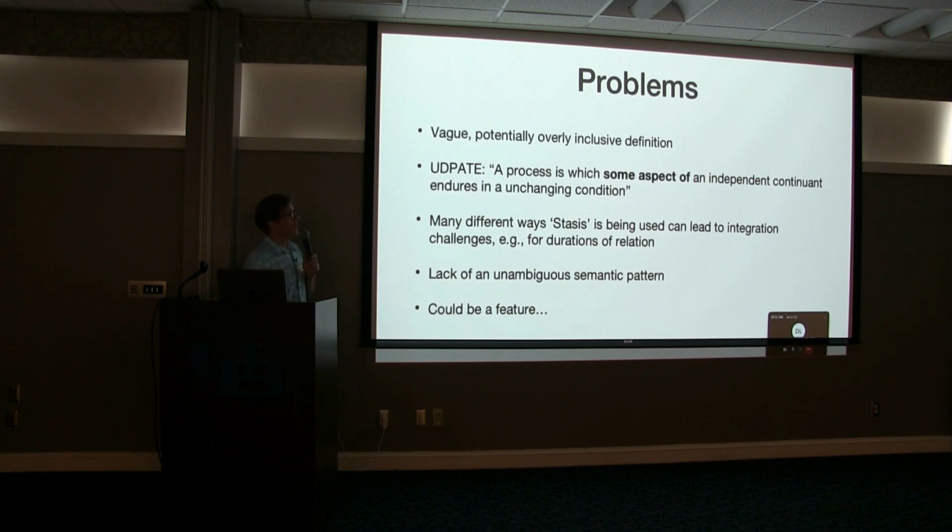All right, so, but there's problems here, right? This new definition is kind of vague and it seems very overly inclusive. Some criticisms said we need to go back to making it clear that it's an aspect of the independent continuant that's not changing, because it seems to be incoherent to say that an independent continuant's not changing.